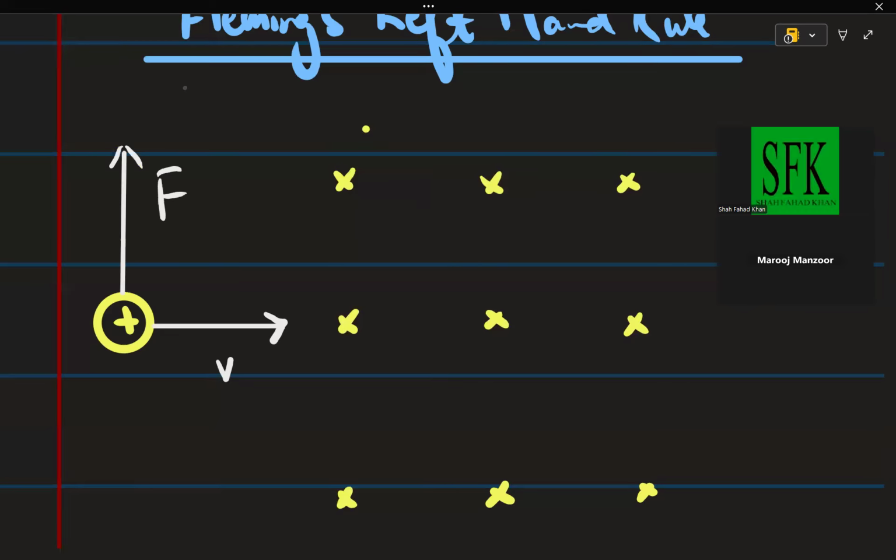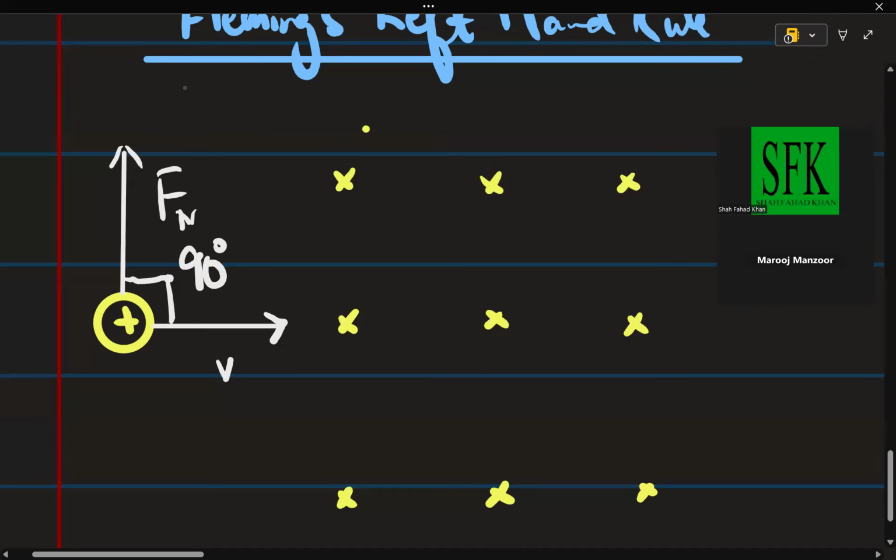Now, as you can see, the force is perpendicular to the velocity, right? And it will always be perpendicular to the velocity inside the field, correct? Because it is following Fleming's left-hand rule, it will always remain perpendicular. What type of force does this force become? A force that remains perpendicular to velocity. What is that force called?